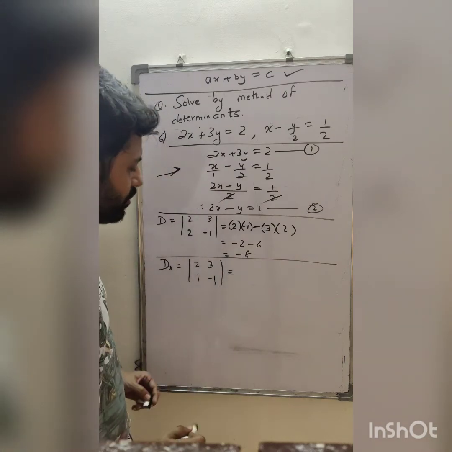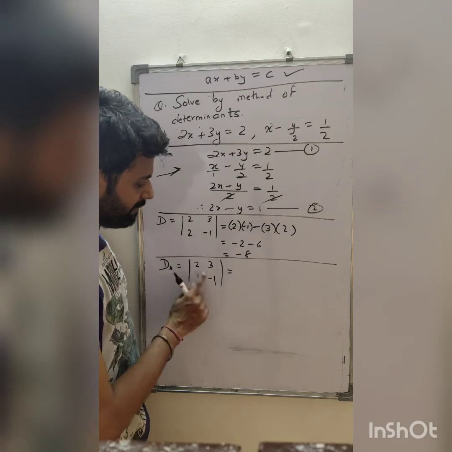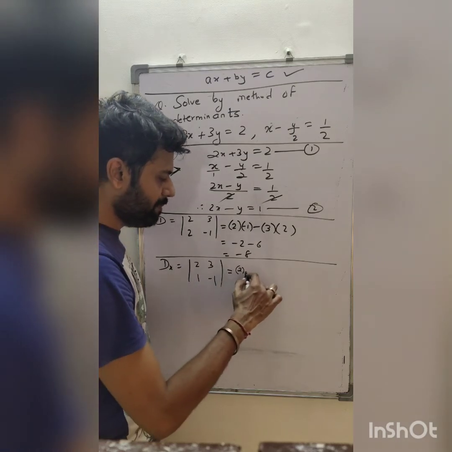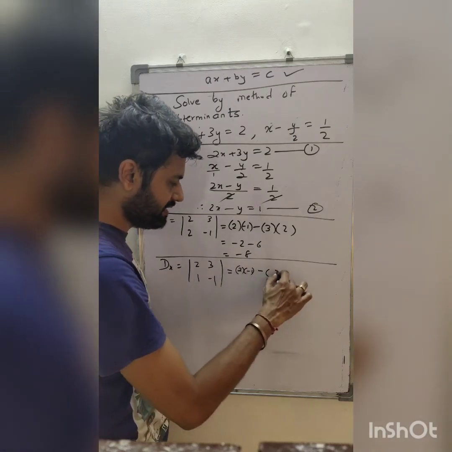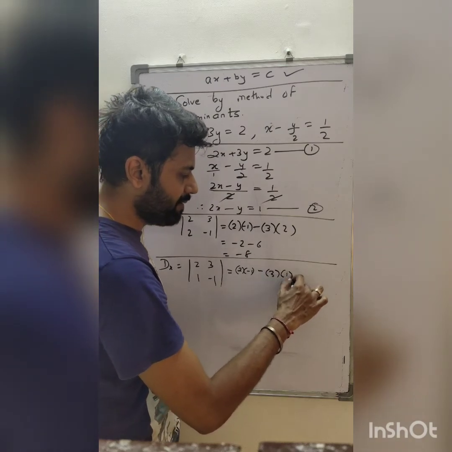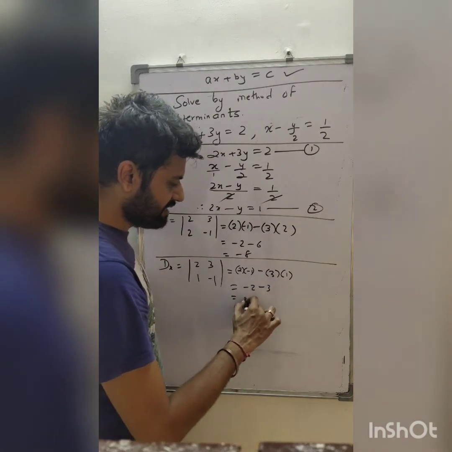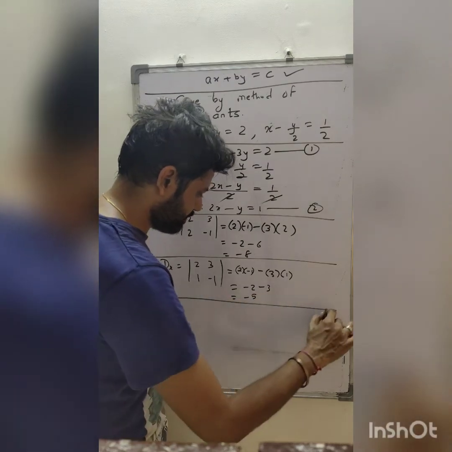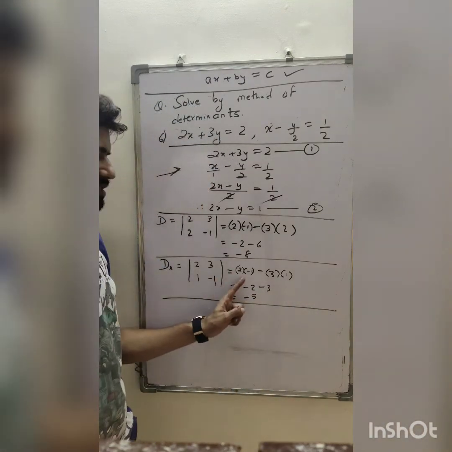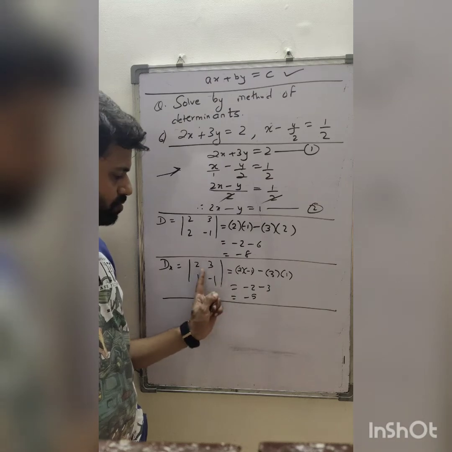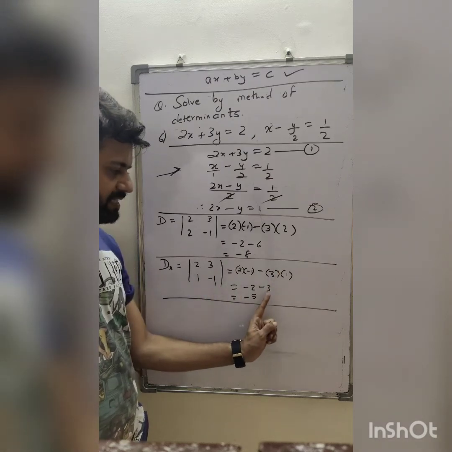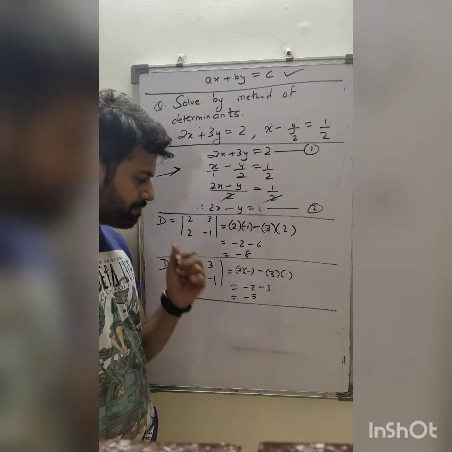We know how to find the value. We will do multiplication of these numbers. 2 will be multiplied by minus 1, compulsory minus. 3 will be multiplied by 1. Minus 2, minus 3, answer is minus 5. Check properly. This is 2 into minus 1, minus 2. 3 into 1 is 3. Minus 2 minus 3 will give us minus 5.